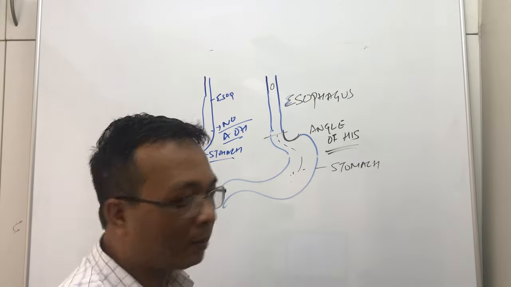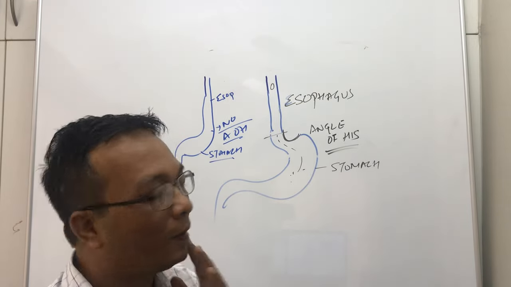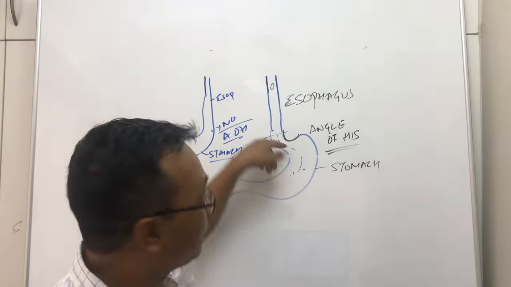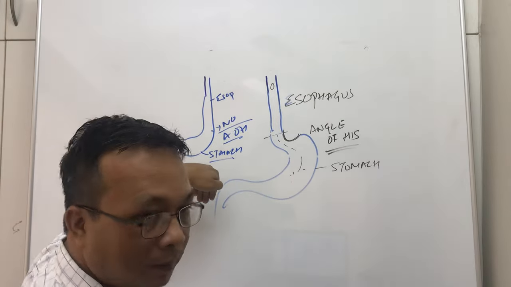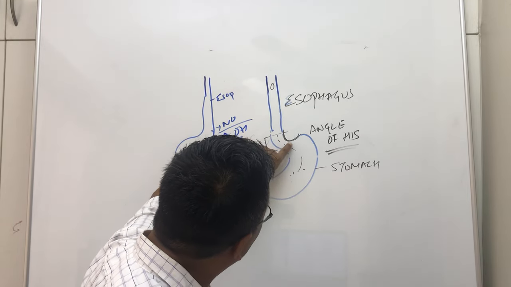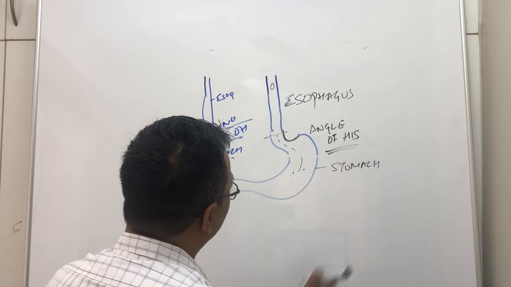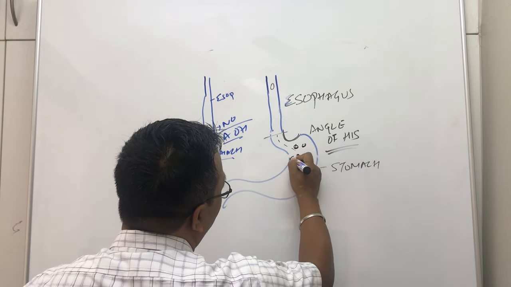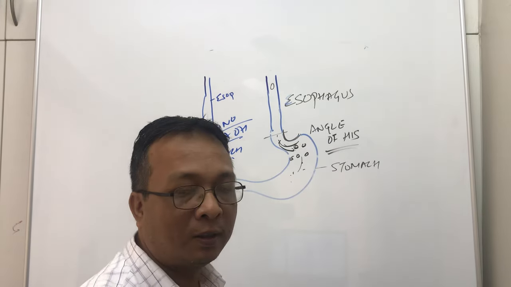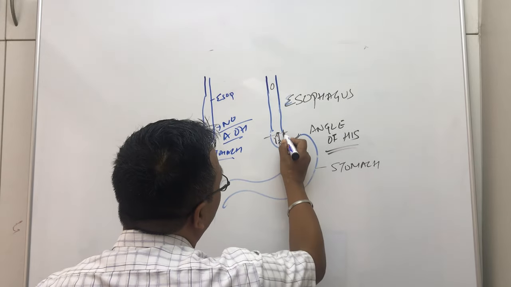This develops later, after 3 to 4 years. In newborn babies there is no angle of His. It's very straight. Right? Now, what is the benefit of this angle of His? Because of this angle of His, whatever food particles you have eaten, it prevents the backflow of the food. It prevents backflow.